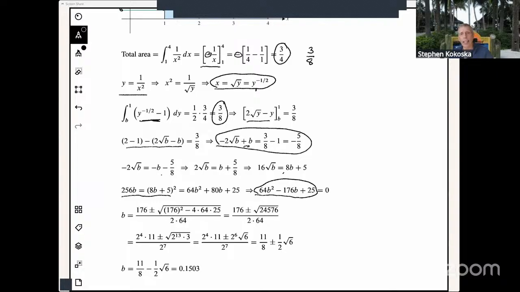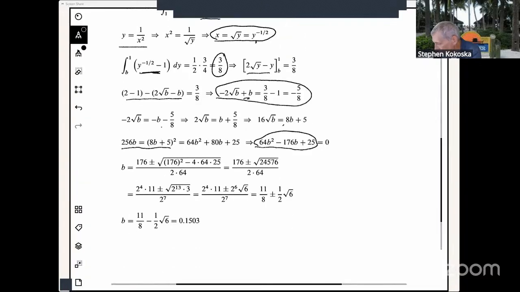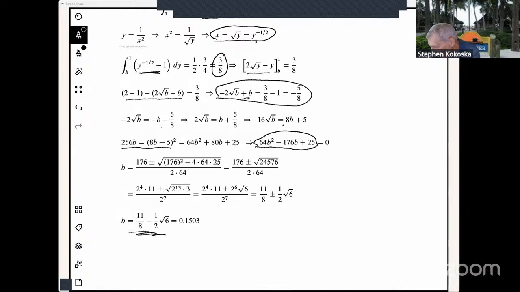It was not clear to me that I could factor that easily. So I went to the quadratic formula. I found a couple of answers here. And the positive one, or the one that I need here, I think is this one. And it's 0.1503. Sorry, I gave you 4 digits there.